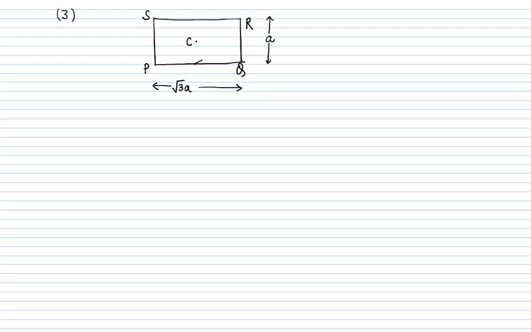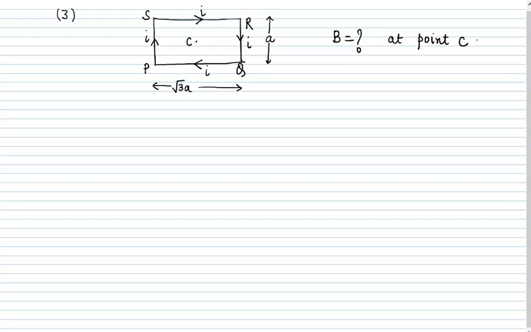And there is a current I which is flowing in this rectangular loop of side a and root 3a. The current is given as small i. Then we have to calculate the resultant magnetic field at point C, that is in the center of the rectangular loop.